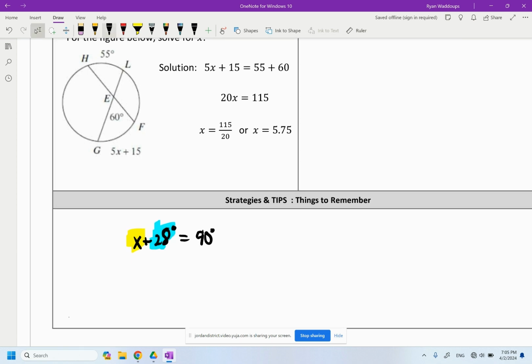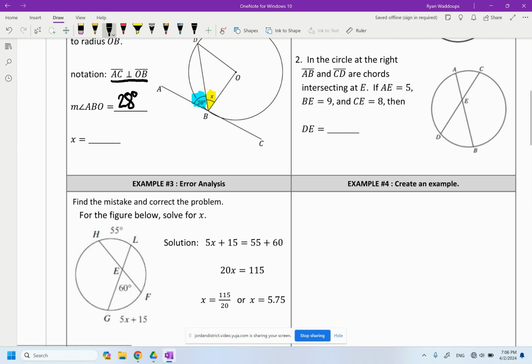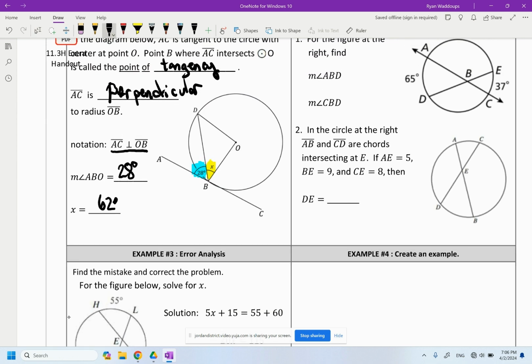So then it's just a simple problem to solve this equation. Subtract 28 degrees from both sides. And X then would be equal to 62. So 62 degrees, that would be our value here for X. And that's a simple way that we could talk about how we might use a tangent line in a problem like this, just recognizing that if the tangent line and the radius are perpendicular to each other, they form a right angle.